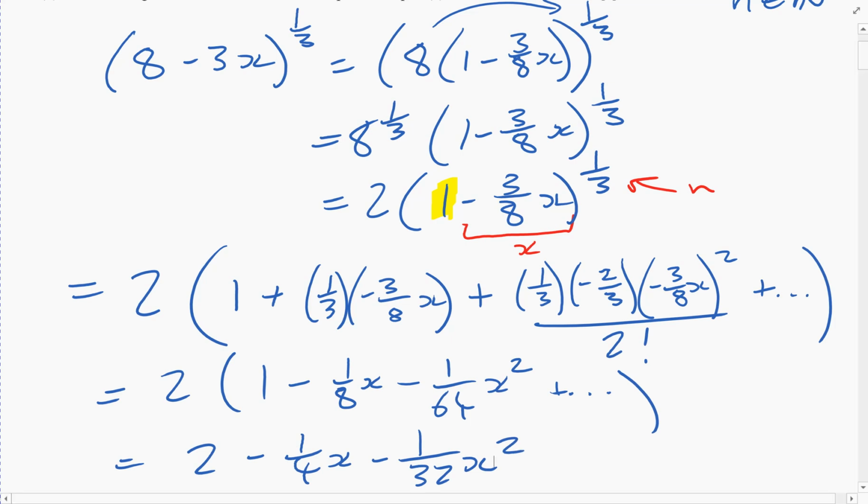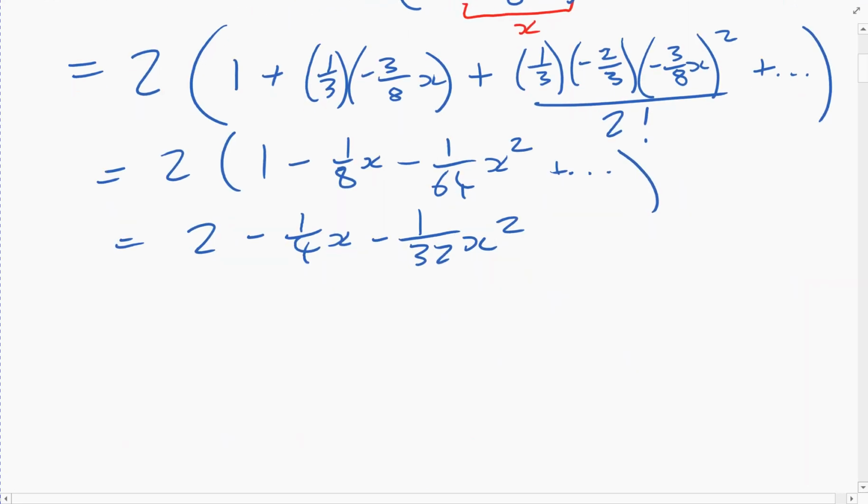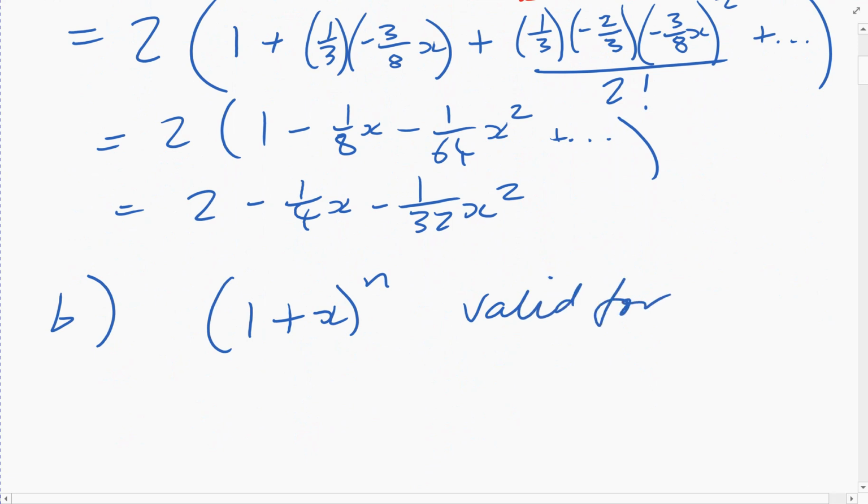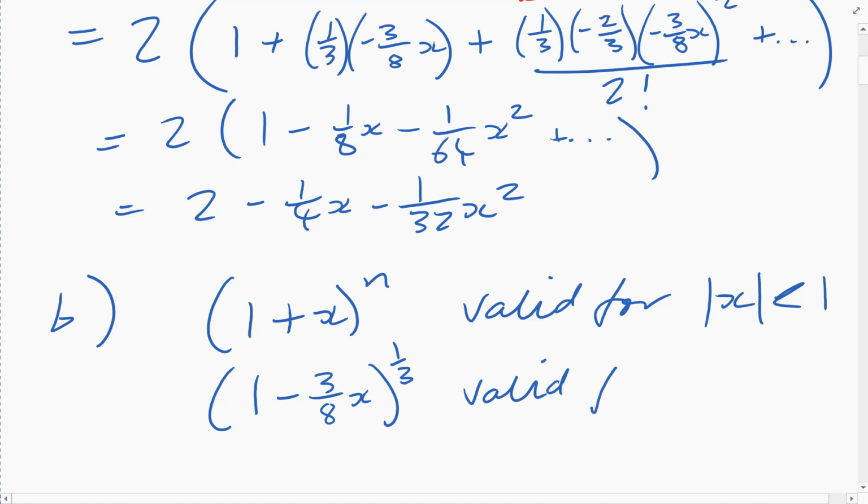And then part B, the question says, when is this valid? Well, whenever you use this formula, it's valid only when the modulus of x is less than 1. So when x is between -1 and +1. So when you use the expansion for this, this is going to be valid for this modulus of this less than 1.